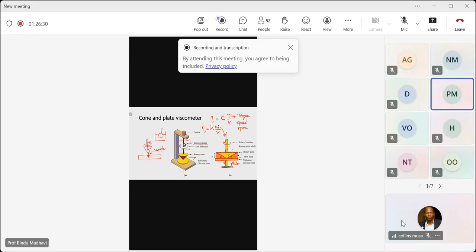V is again the speed of the cone, which is measured in rotations per minute. So this is the arrangement which we are going to have in Brookfield viscometer.